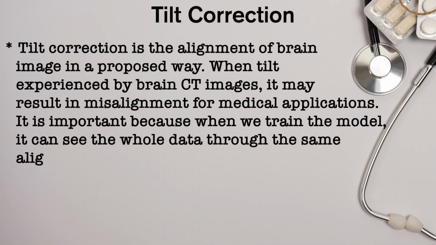Another part is tilt correction. Now what is tilt correction? Tilt correction is an alignment of the brain image in a processed way. When a brain CT image is tilted, it may result in misalignment in the medical application. It is important because when we train the model, it can see the whole data through the same alignment.